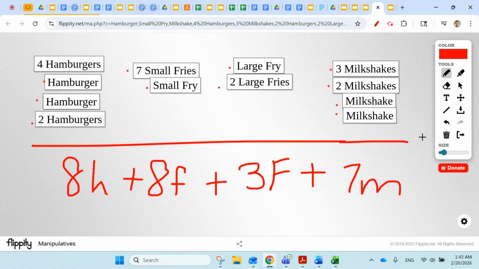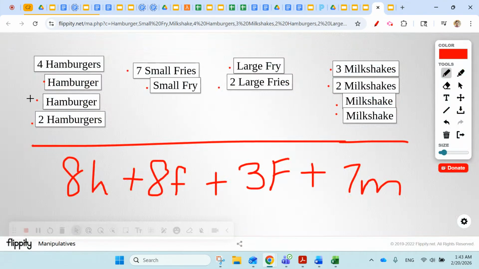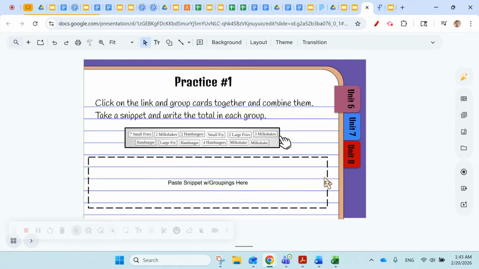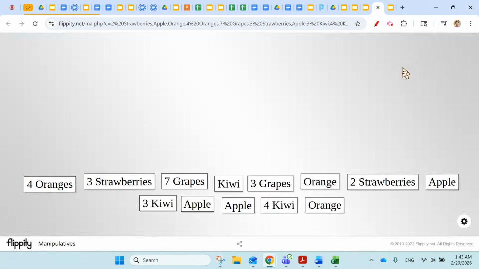So I'm going to combine. Remember, this is combining what you can to make things shorter, make things simpler. So you took that screenshot of your groups. You wrote how many of each thing. Once you combine them, you're going to paste that in your slide under practice 1. Practice 2 is very similar, but this time we're looking at some grapes and kiwis and oranges, some fruit here. Again, make your little families and put what you can together.